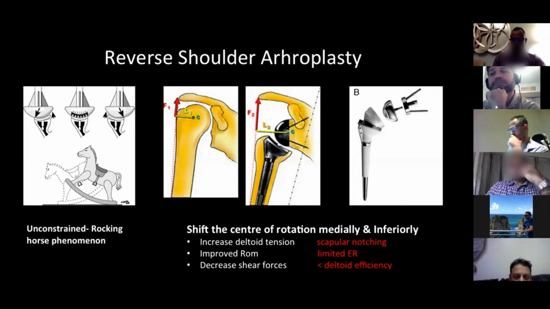This is due to the altered pull of the deltoid in a mechanically inefficient direction after excessive inferiorizing and medializing the center of rotation. There is also increased risk of acromial stress fracture and brachial plexopathy with reverse shoulder arthroplasty implants.